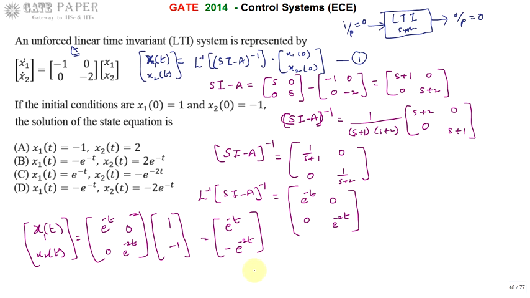So from this we can say x1 of t is equal to e power minus t and x2 of t is equal to minus e power minus 2t. These are the values for x1 of t and x2 of t. So the solution of the state equations is this one. The right answer is C. If you check the options, C is the right answer. Thank you.